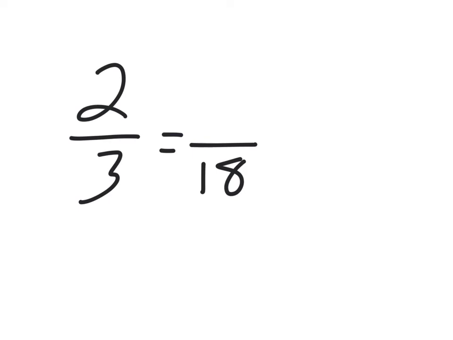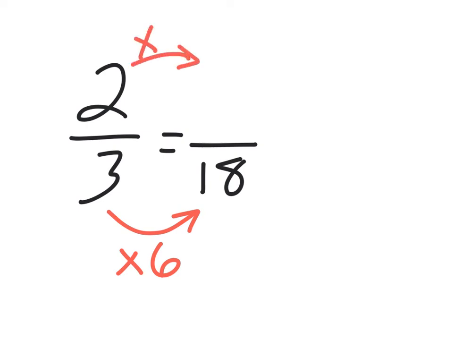And in order to do so, I just have to quickly think, okay, what did I multiply by to get from 3 to 18? We multiplied by 6. So therefore, if I just do the same thing up here at the top, also multiplying by 6, 2 times 6 gives me 12. So that's the fraction I'm going to use in place of my 2/3 in this problem, because I need to be able to add fractions with the same denominator. We'll get to that here in just a little while. But so far we're looking at equivalent fractions.